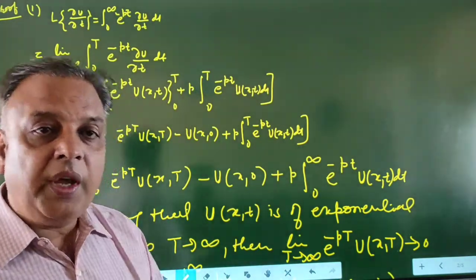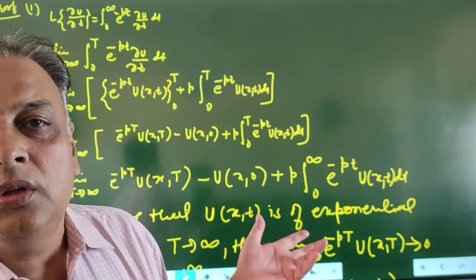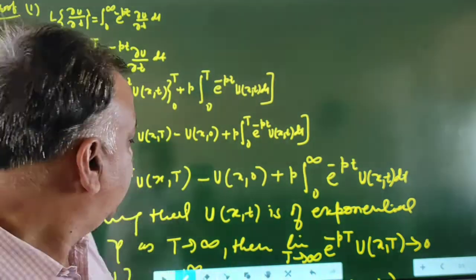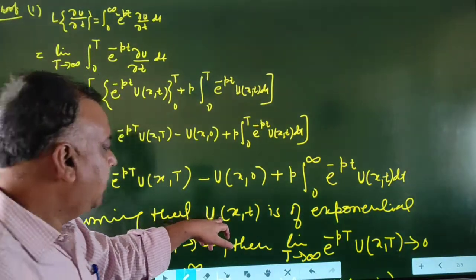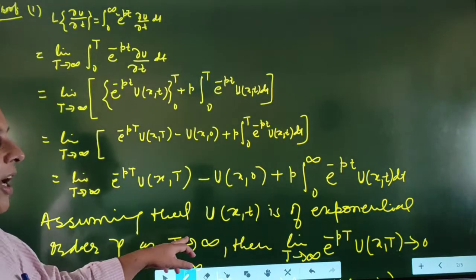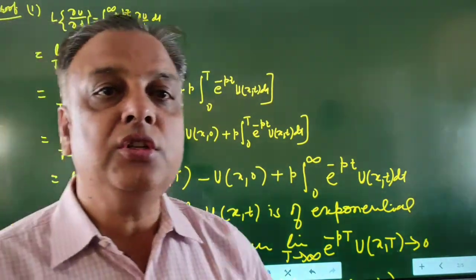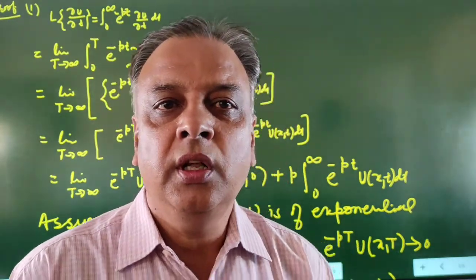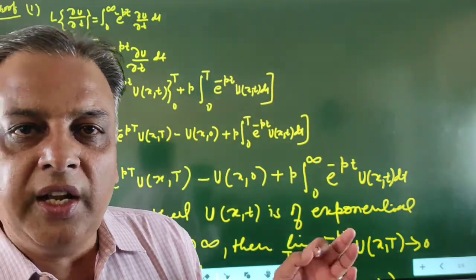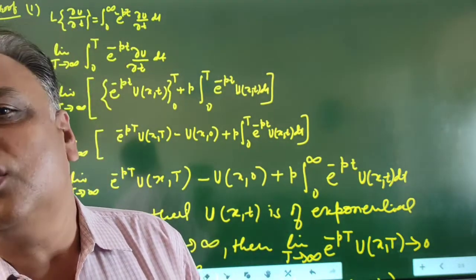Now, as we have obtained here the Laplace transformation of this problem, it means the Laplace transform exists, and if it exists, then we assume that the function u(x,t) is of exponential order gamma as t tends to infinity. Because by the existence theorem of the Laplace transformation, if we have the Laplace transformation of this function u(x,t), then definitely it is of exponential order gamma as t tends to infinity.